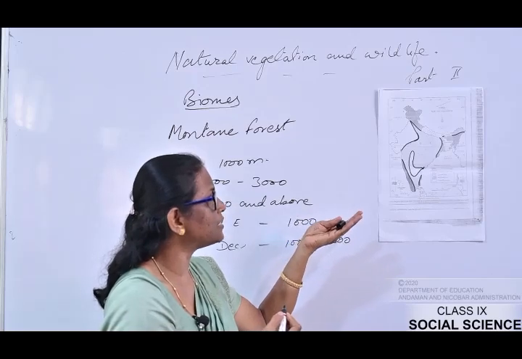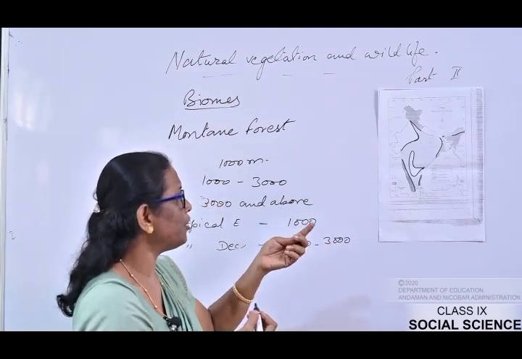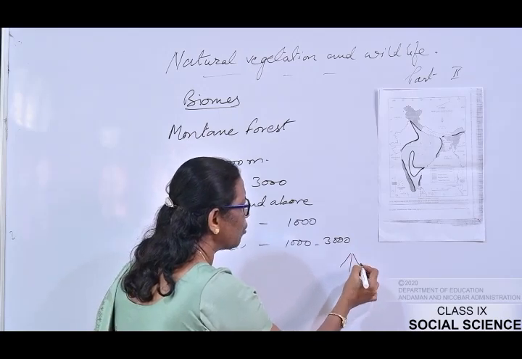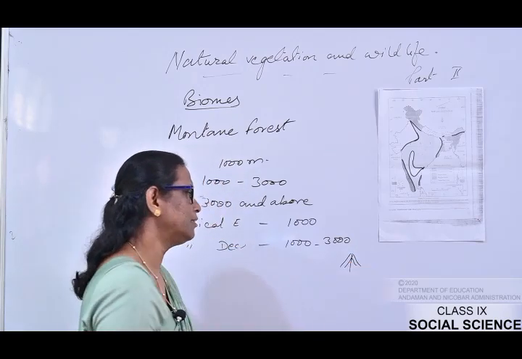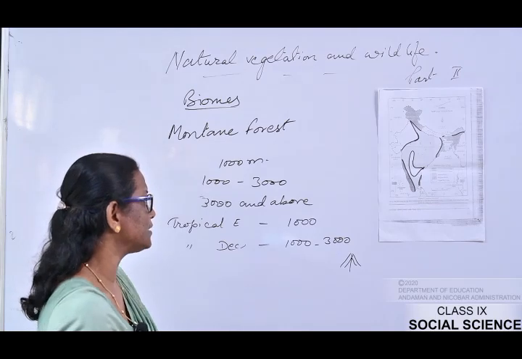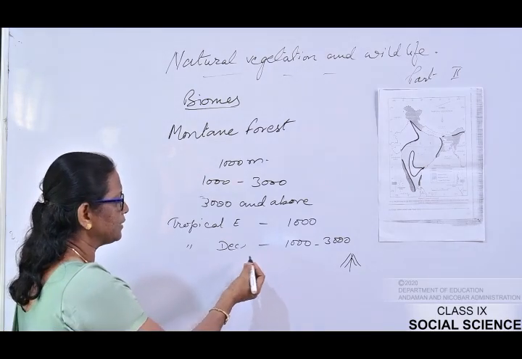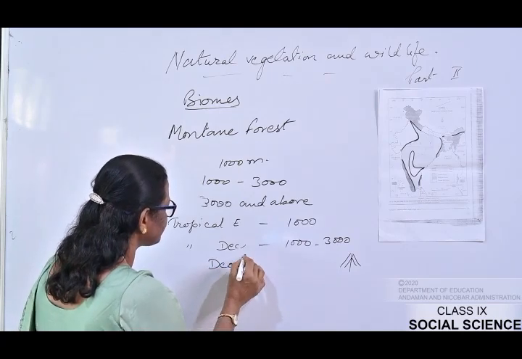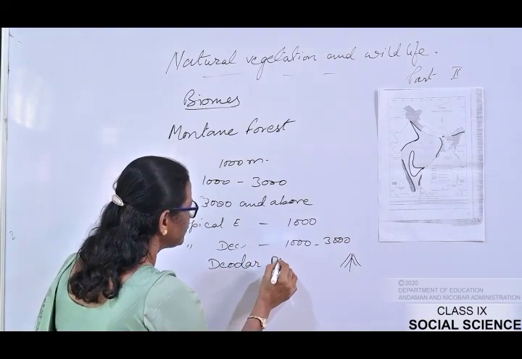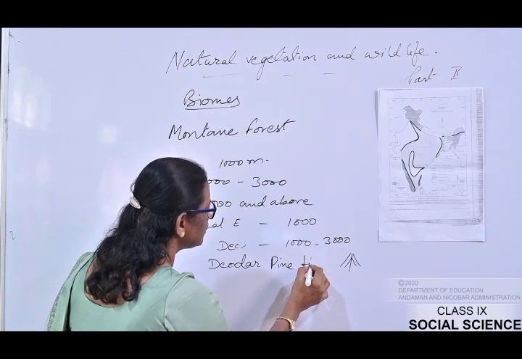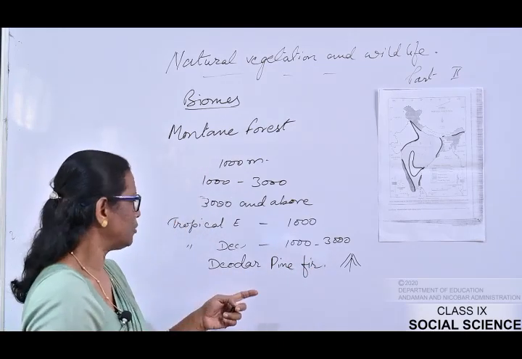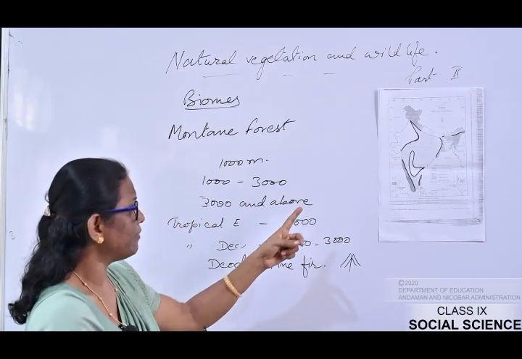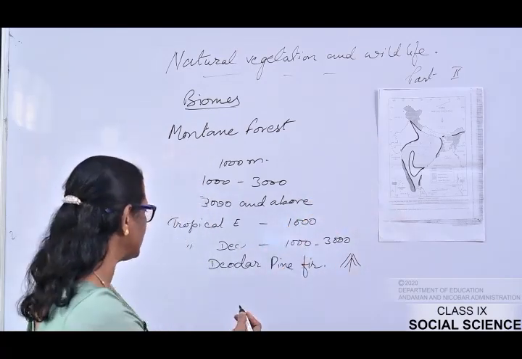After 3000 meter height, as altitude increases, temperature decreases. So the cold regions are there where the shape of the tree becomes conical. Conical type of trees are found in this region. So the conical trees are like deodar, pine, fir, etc. The animals, later we will discuss the Himalayan regions animal.